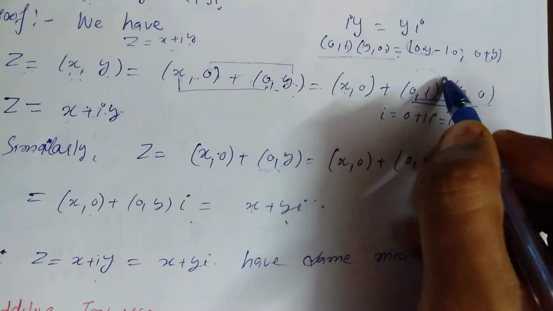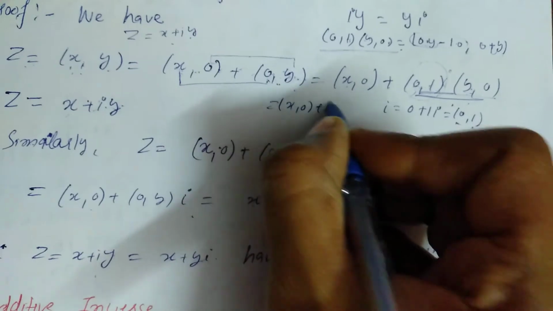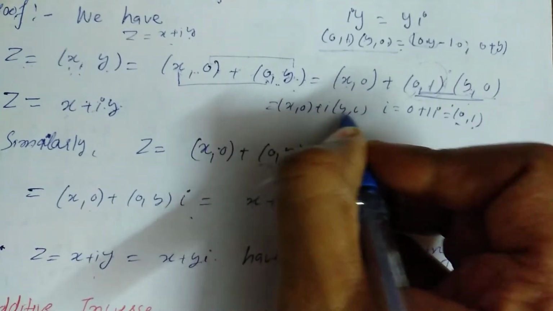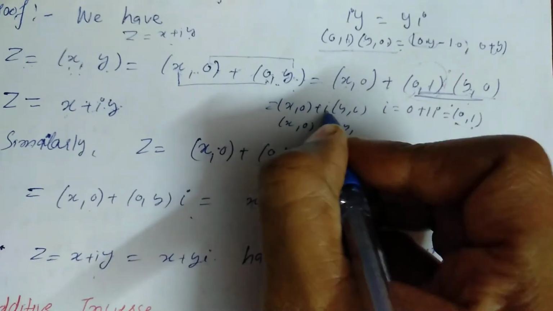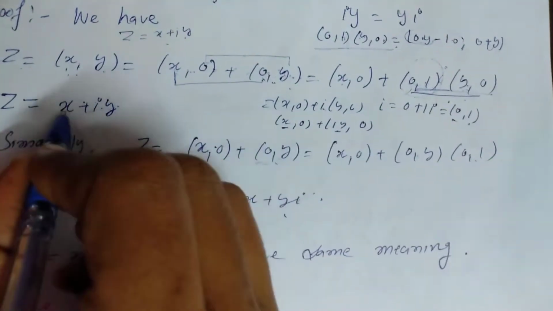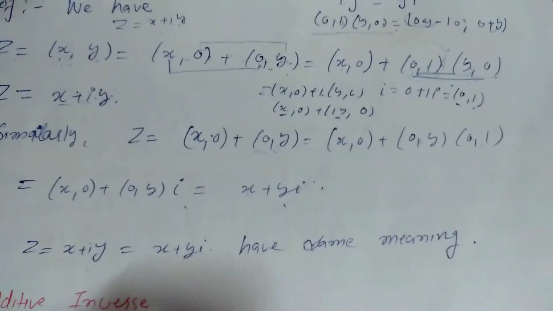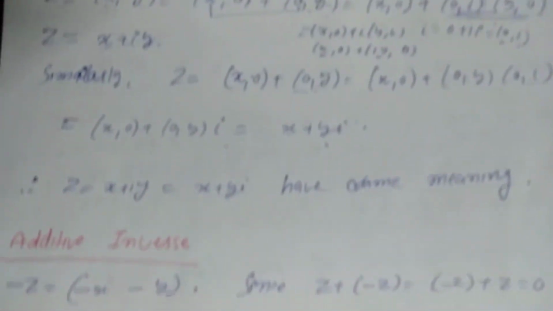We have applied iota here. This number can be rewritten as (x, 0) plus iota of (y, 0). Multiplying by iota we will get (x, 0) plus iota y, and iota into 0 will be equal to 0. Now adding the first part in the first part we will get x plus iota y. Rewriting. Similarly the other expression can be written.